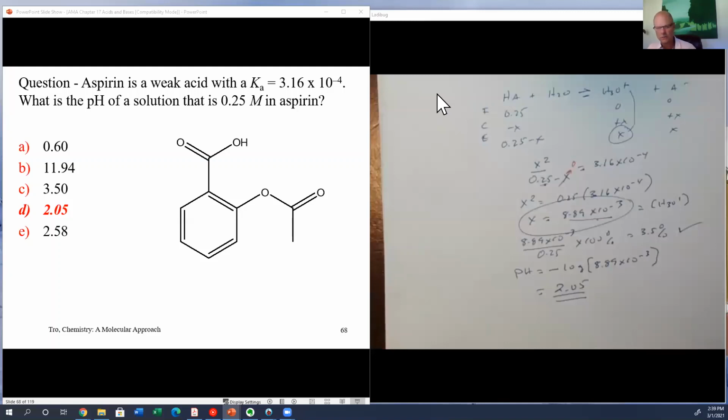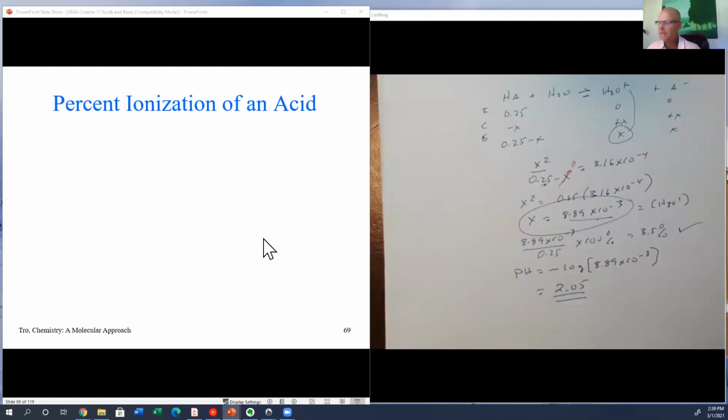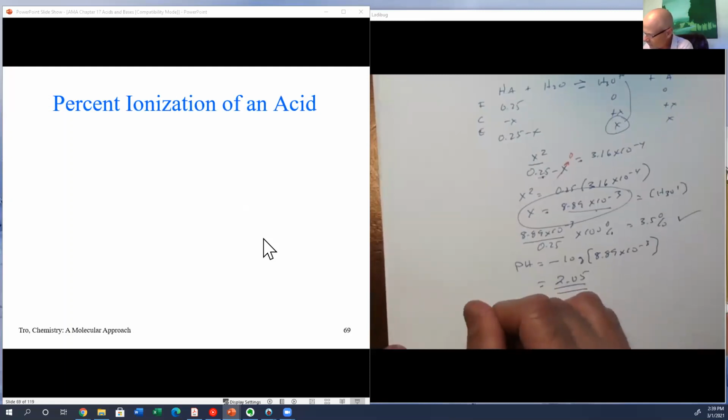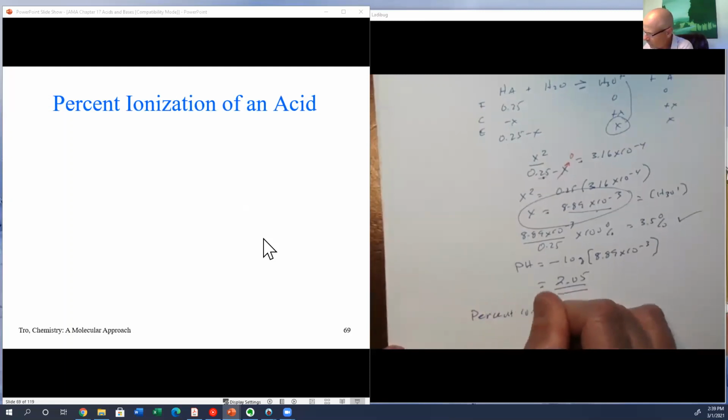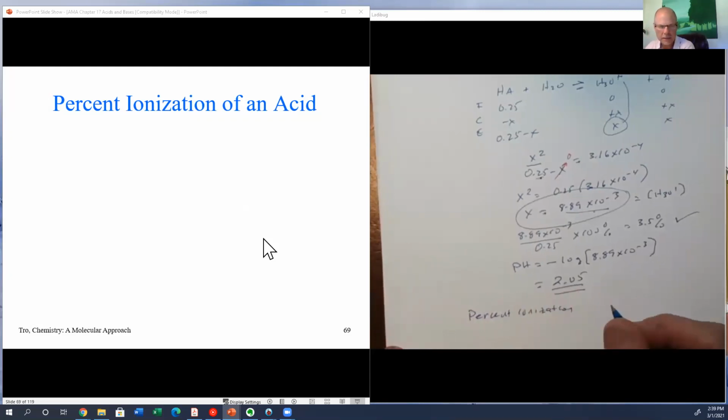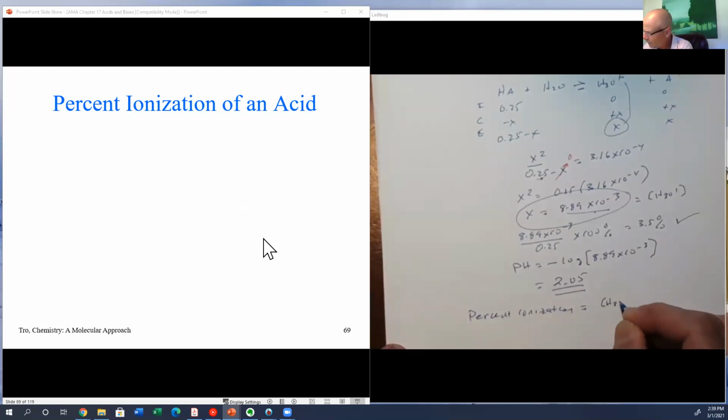Okay, questions? Any questions? Okay, good. Awesome. Let me define percent ionization. The percent ionization is the concentration of H3O plus divided by the concentration of HA initial times 100%, right?